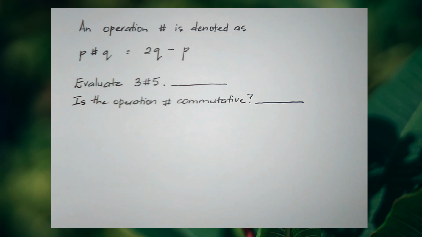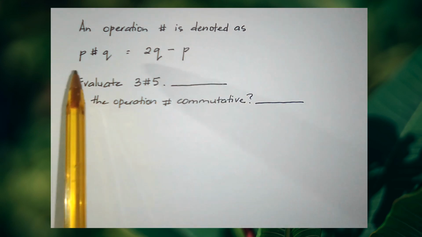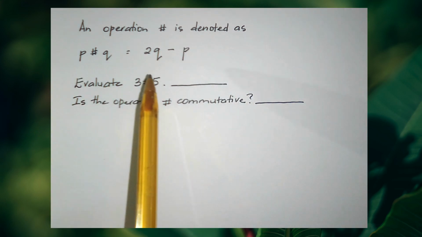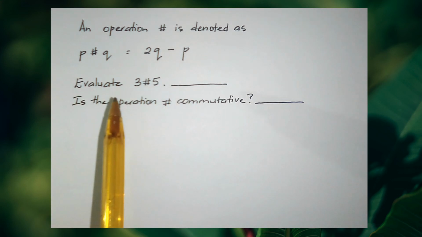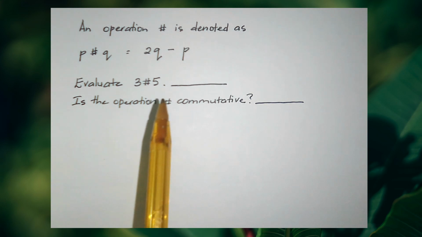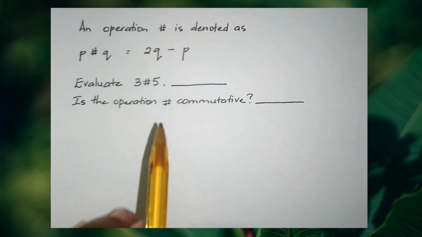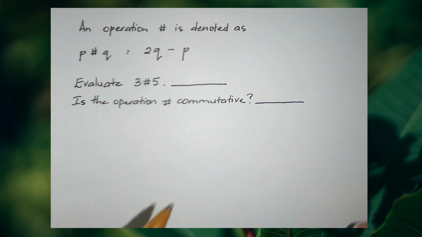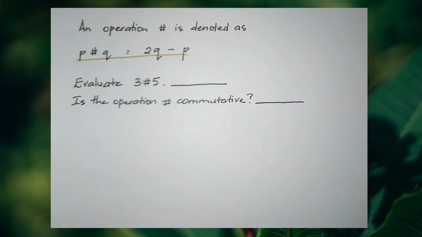Alright, so we're going to start off by reading the question and picking out the most important part. It says an operation number sign or hashtag is denoted as P hashtag Q is equal to 2Q minus P. And we're asked to evaluate 3 number sign 5. Then the question is asked, is the operation number sign commutative? So the most important statement is here. So we're going to start off with that.